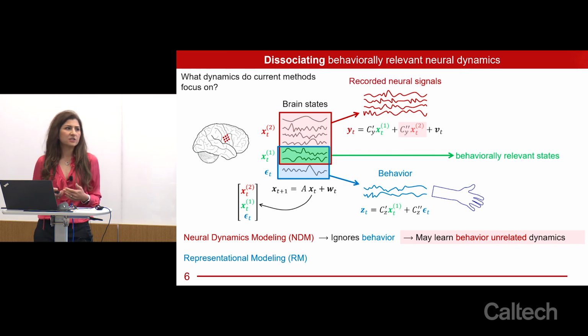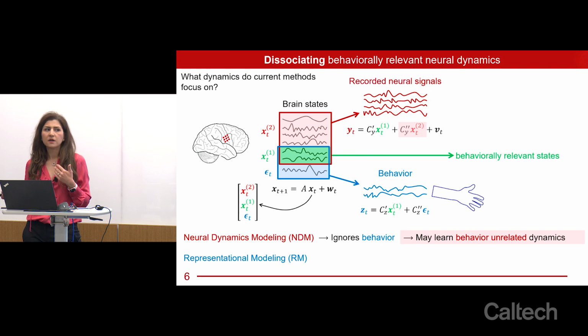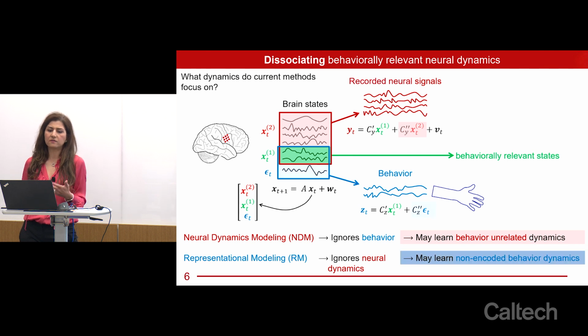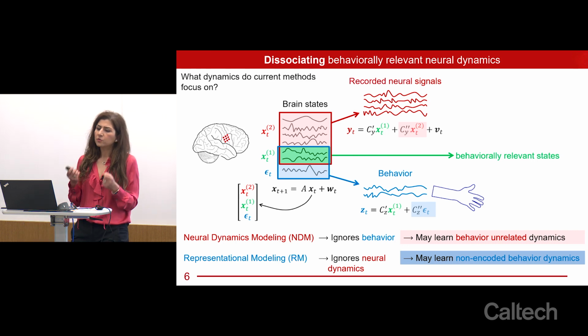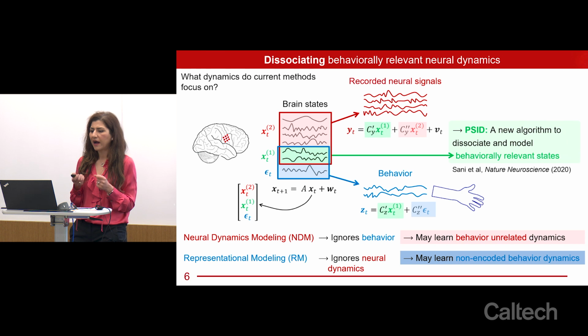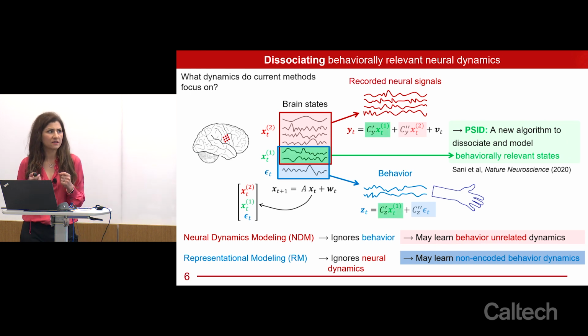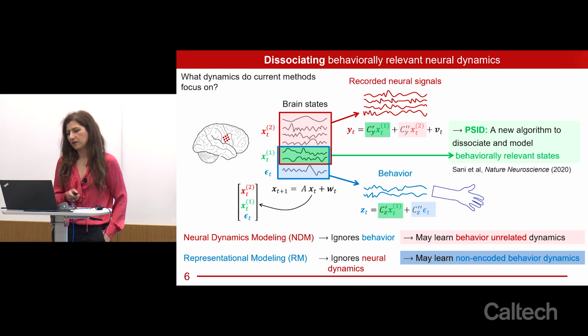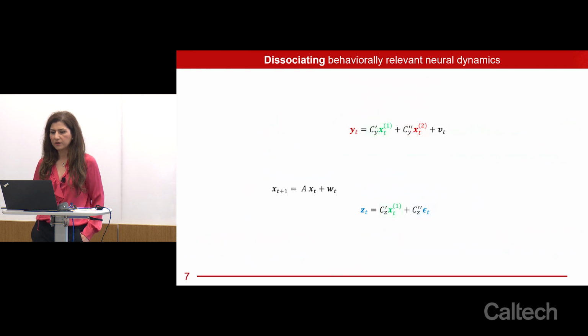There's also the traditional representational modeling paradigms that kind of do the opposite. They build a dynamical model of behavior first, then downstream related to neural data. So what can happen is that these models can actually extract those blue states and, again, confound the green states. So with this motivation, we wanted to develop an algorithm that directly extracted and dissociated the green behaviorally relevant dynamics. And that algorithm is called PSID that we published back in 2020.